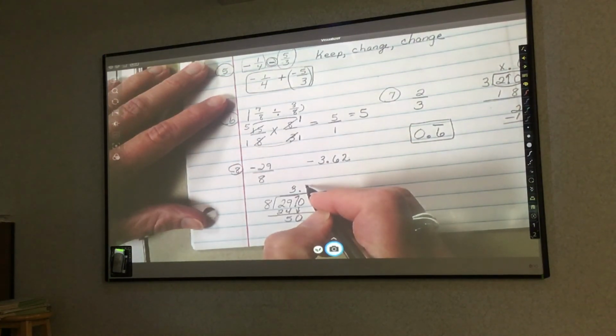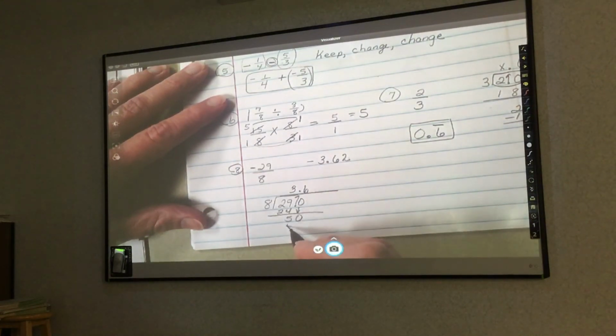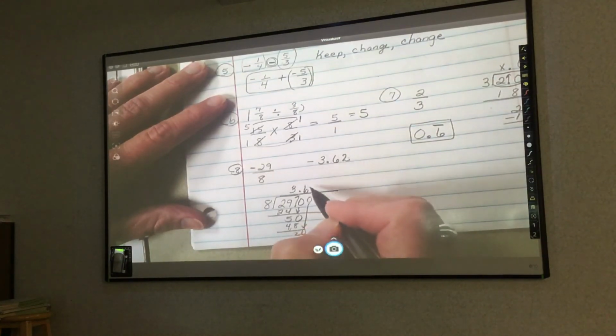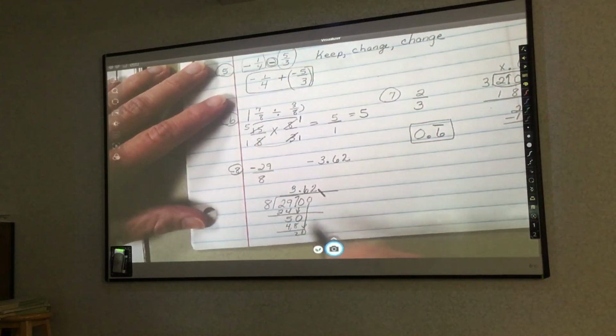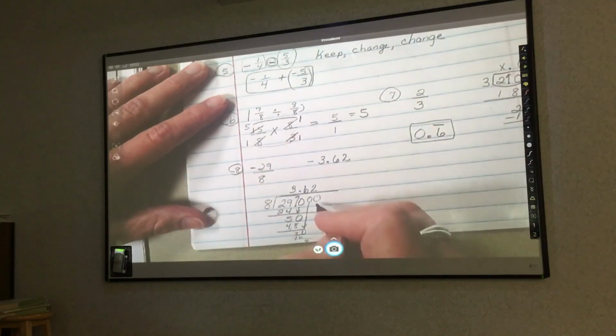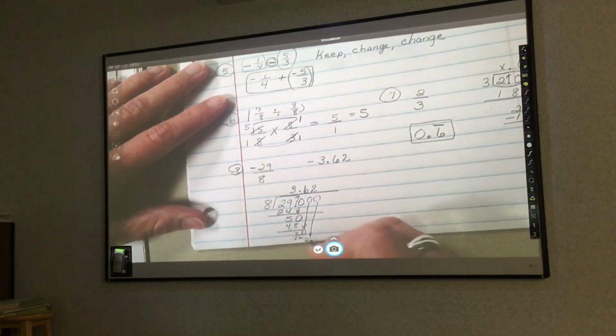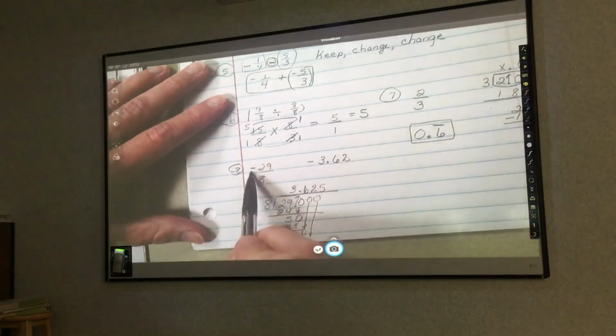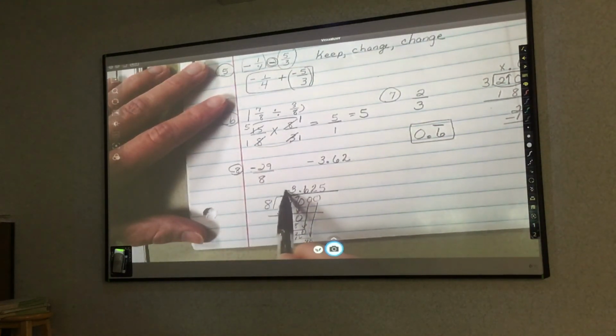6 times, which is 48. 2 left, add a 0, bring the 0 down. 8 goes into 20, 2 times, which is 16. 4 left, add a 0, bring the 0 down. Exactly 5. Now remember, this was a negative 29, so your answer is a negative.